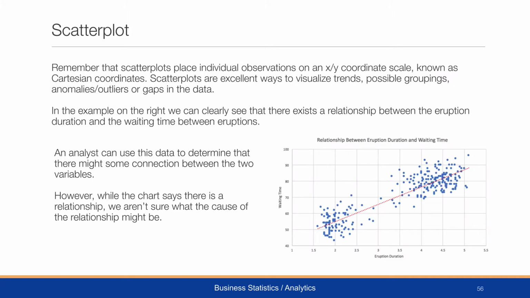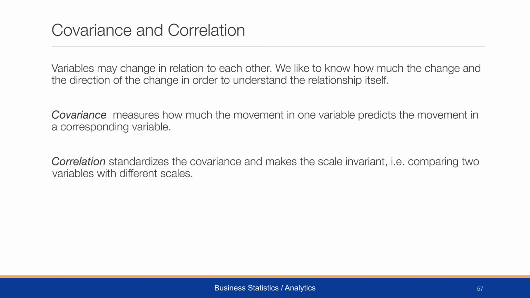When we do the scatter plot, and recall this is an XY coordinate scale, Cartesian coordinates, the scatter plot will show that trend clearly. We can see that there is a relationship. We can see that there's that red line, and an analyst can use this to determine that there's a connection between the two, but we're not sure what that relationship is. So what we'd like to do is quantify numerically what that relationship is. And we do that by using what's called a covariance and a correlation.